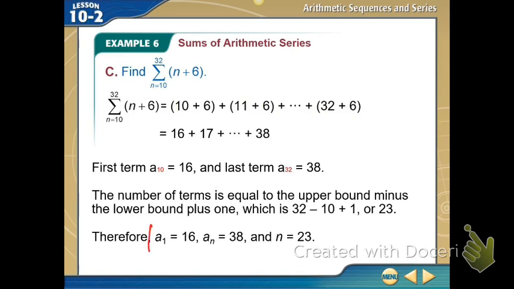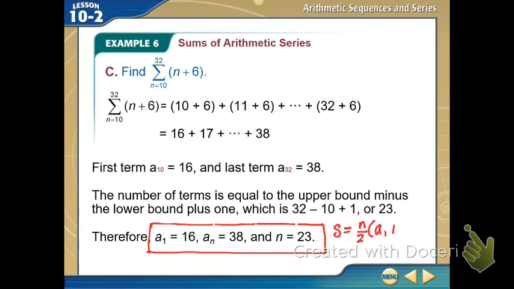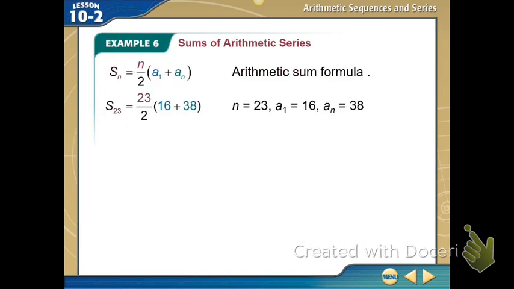So now I have all the important information that I need to plug into my summation formula. I have n, I have a1, and I have a sub n. I'm going to plug those into my formula. And when I simplify, I find that the partial sum of the first 23 terms equals 621.